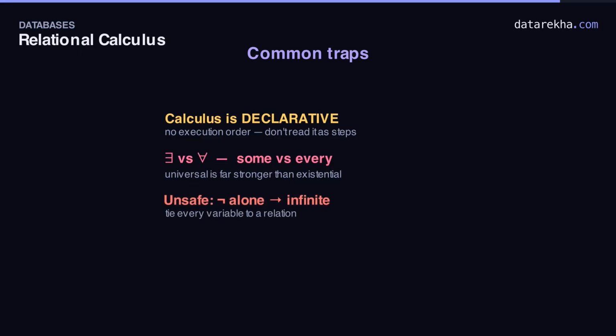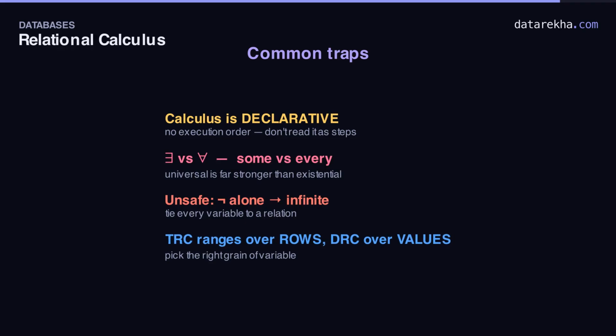Trap 3. An unguarded not. The set of tuples not in a relation is infinite and meaningless. Anchor every variable to a real table first, then filter. Trap 4. Muddling the two calculi. In tuple calculus, a variable is a whole row, t.age. In domain calculus, it's a single column value. Same logic, different grain. And trap 5. Tangling free and bound variables. The one before the bar is free, your output. The ones a quantifier introduces are bound and private. Never reuse a name across the two.